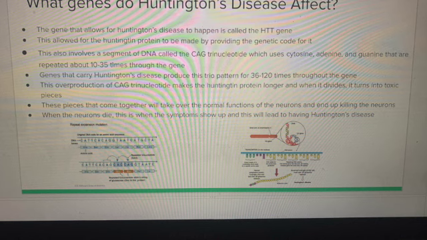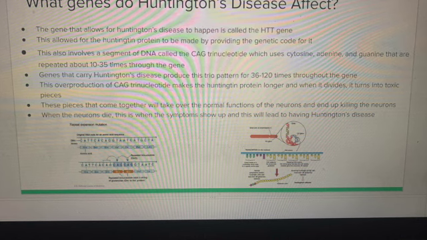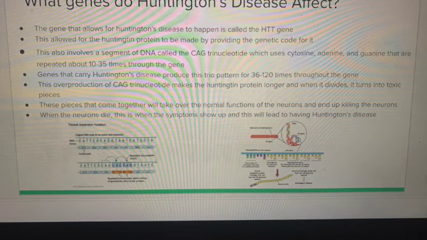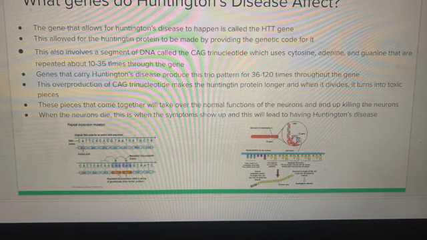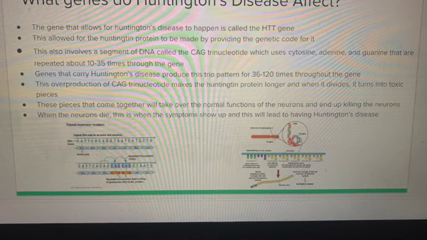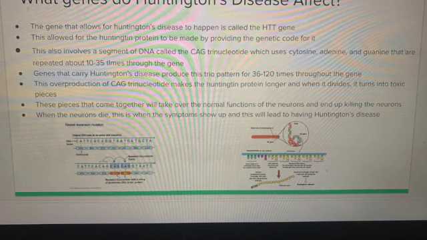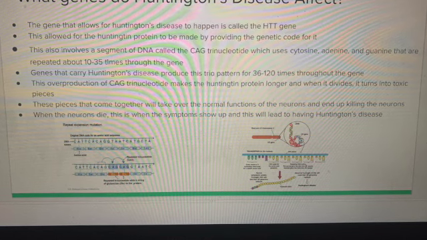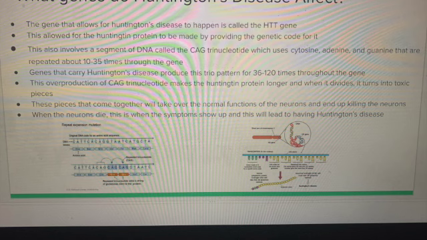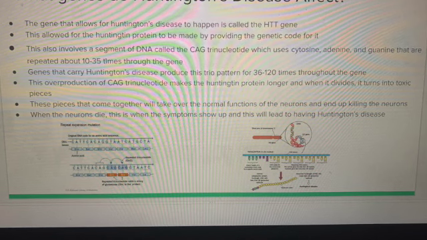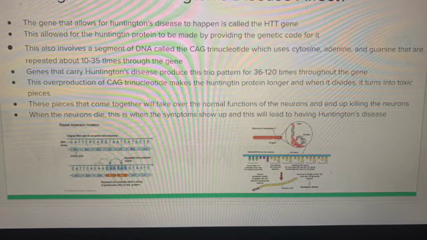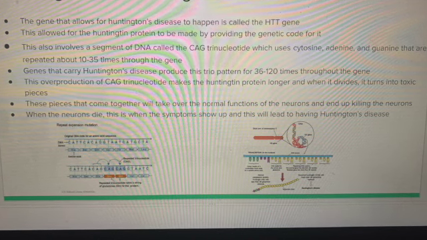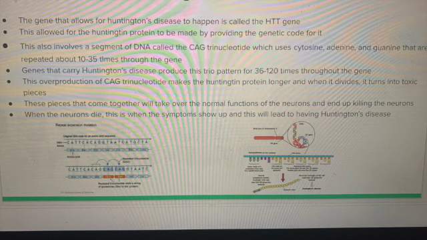The gene that allows for Huntington's disease to happen is called the HTT gene. This allows for the Huntingtin protein to be made by providing the genetic code for it. This also involves a segment of DNA called the CAG trinucleotide, which uses cytosine, adenine, and guanine that are repeated about 10 to 35 times throughout the gene. Genes that carry Huntington's disease, however, produce this trio pattern 36 to 120 times throughout the gene.